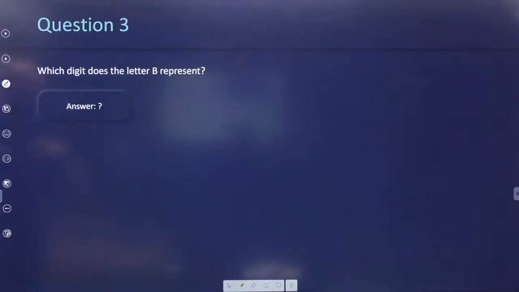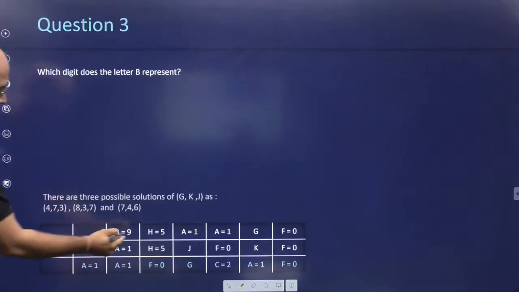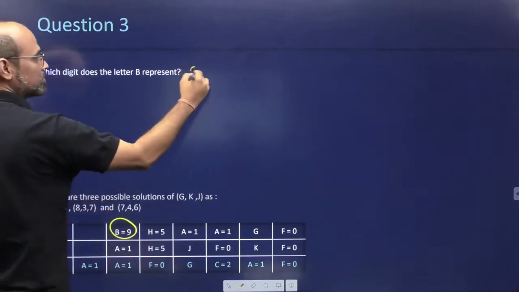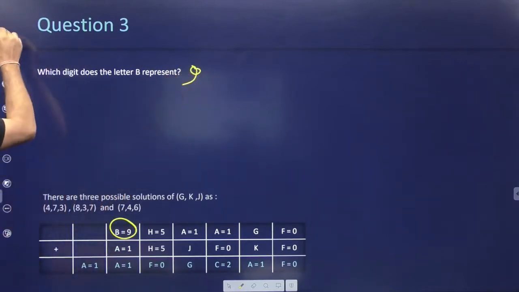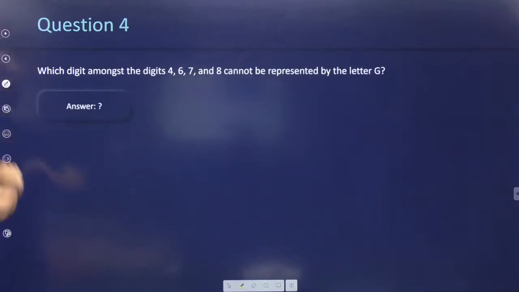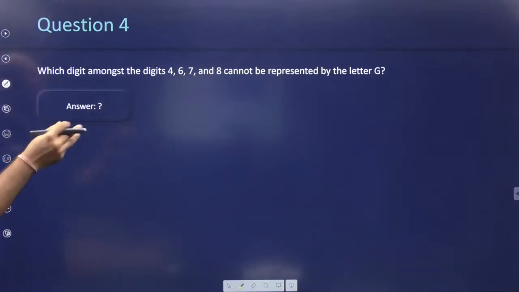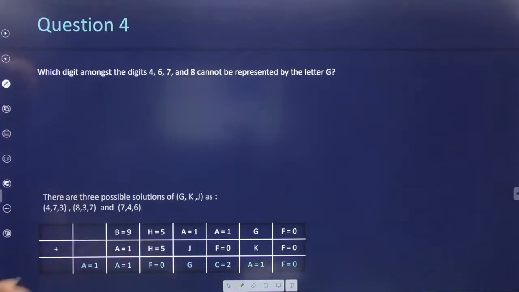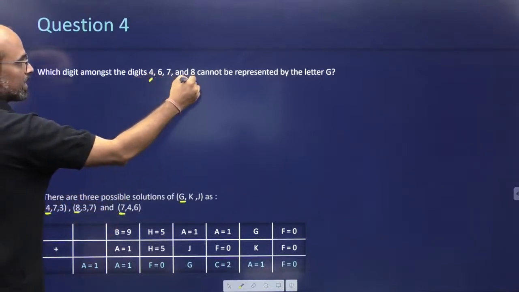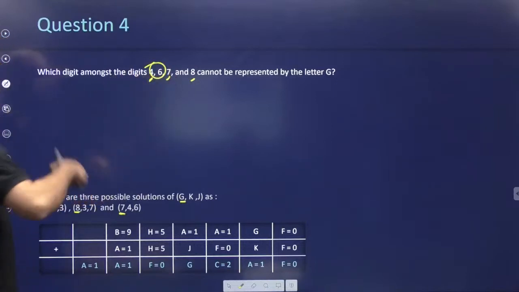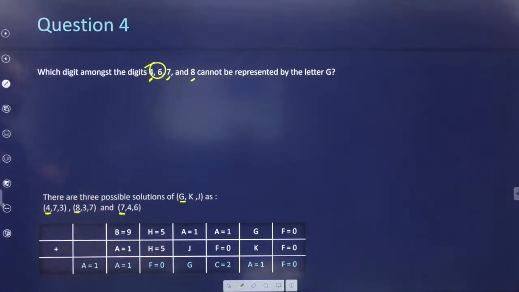Right? So 7 is the answer. Next, which digit does the letter B represent? So we know that B represents the digit 9. So 9 is the answer. Fourth question, which digit amongst the digits 4, 6, 7 and 8 cannot be represented by the letter G? Those 3 cases, if you remember, G is going to take either a 4 or an 8 or a 7. So it can take 4, it can take 8, it can take 7, it cannot take 6. Not possible. Right? So 6 is going to be the answer.